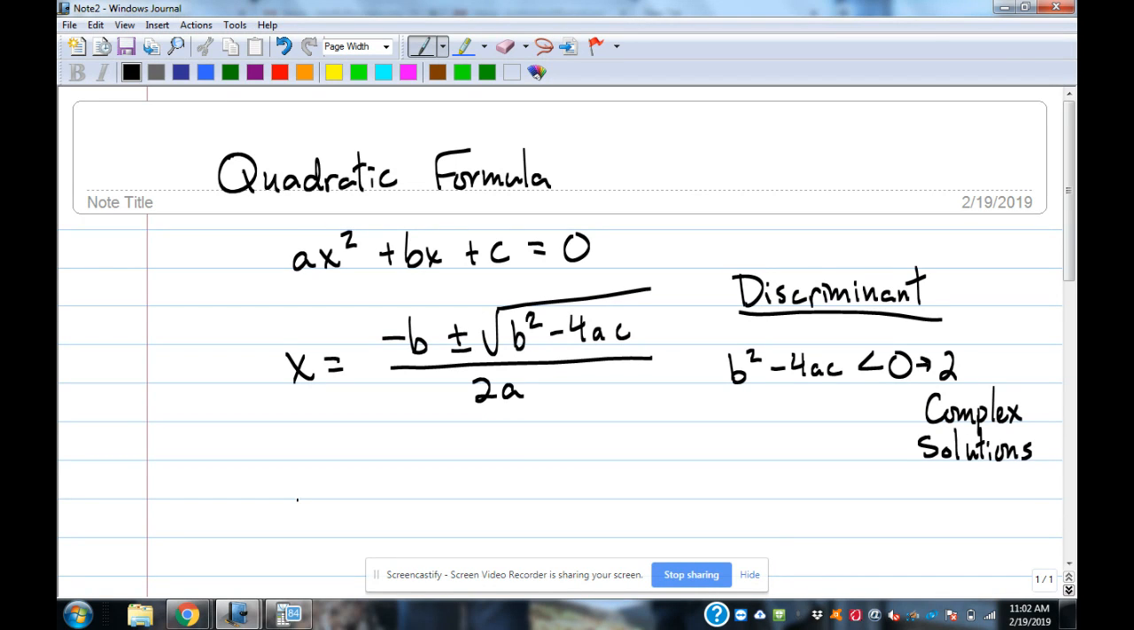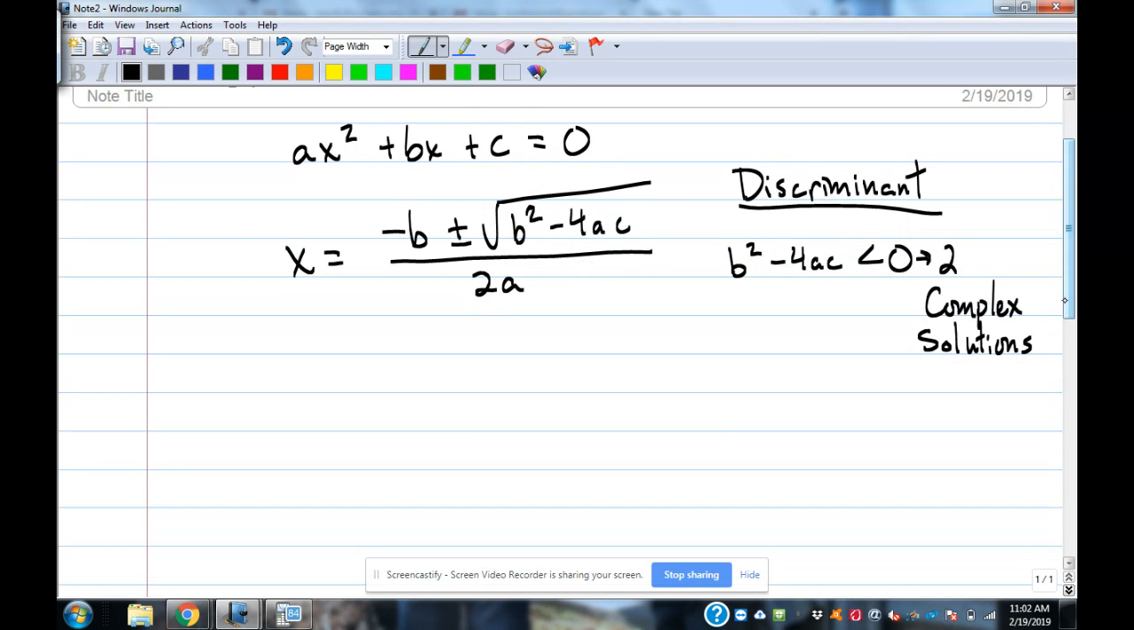But the main thing today is how many and what kind of solutions there are. Two complex if it's a negative number. Okay. Next stop along the way is if b squared minus 4ac is equal to 0.